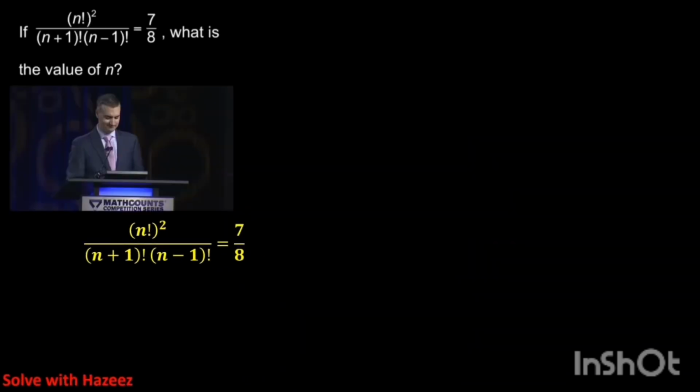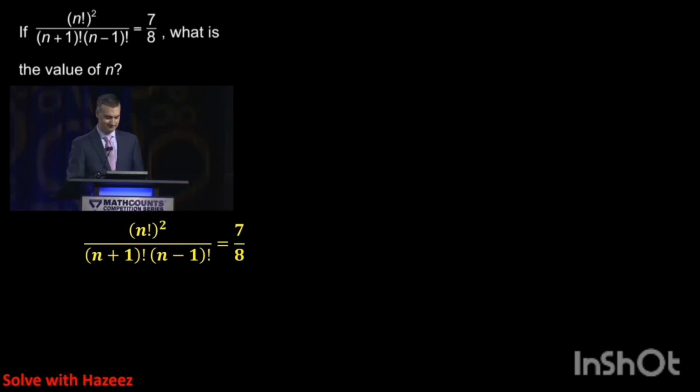Can you solve this in a second? Anyway, let us simplify it together. The question says, if n factorial squared all over n plus 1 factorial multiplied by n minus 1 factorial is equal to 7 over 8, then we are asked to find the value of n.